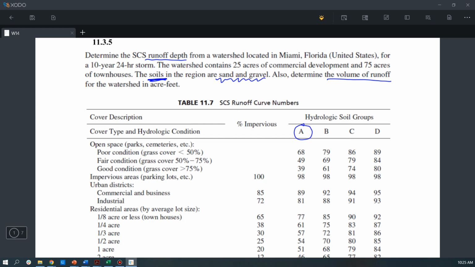In order to apply the SCS runoff curve, we need to calculate the curve number first. The problem tells us that we have 25 acres of commercial development and 75 acres of townhouse. So we can use these as the weights to calculate the average curve number for this region. So let's do that.